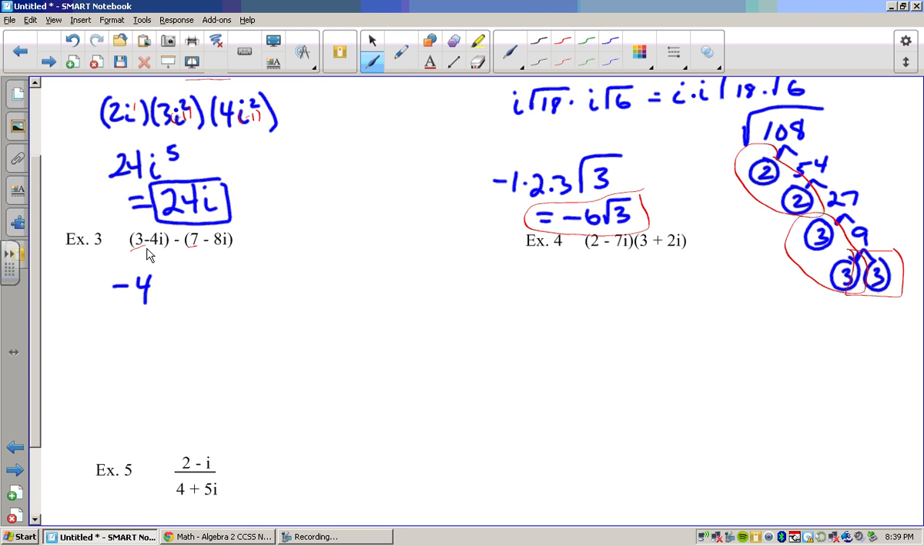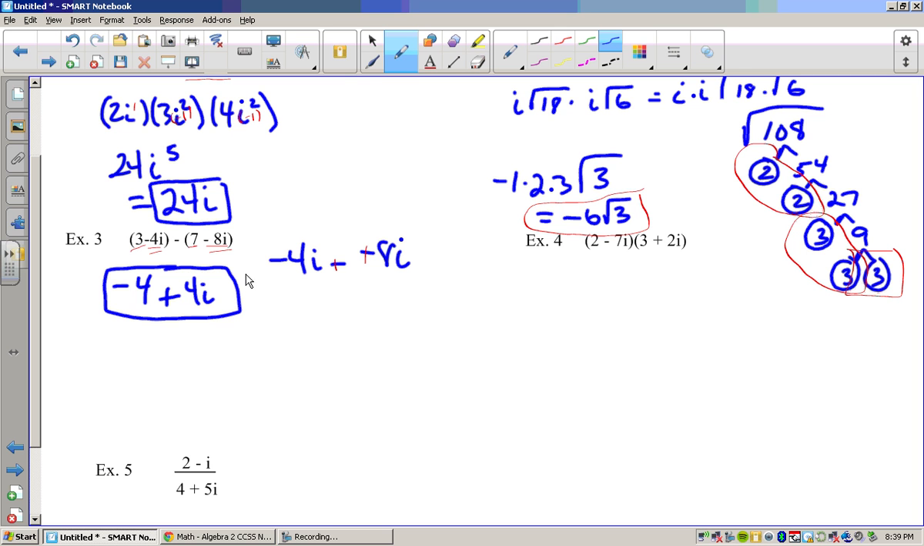And then for my imaginary parts, I have a -4i minus a -8i now. So if I write that off to the side, -4i minus -8i, remember, subtracting a negative becomes positive, so we have to actually add them together. So it'd be -4 plus 8, and you get 4i there. And it's as easy as that. Pretty straightforward, pretty simple. Nothing big going on there. Okay. Adding and subtracting.